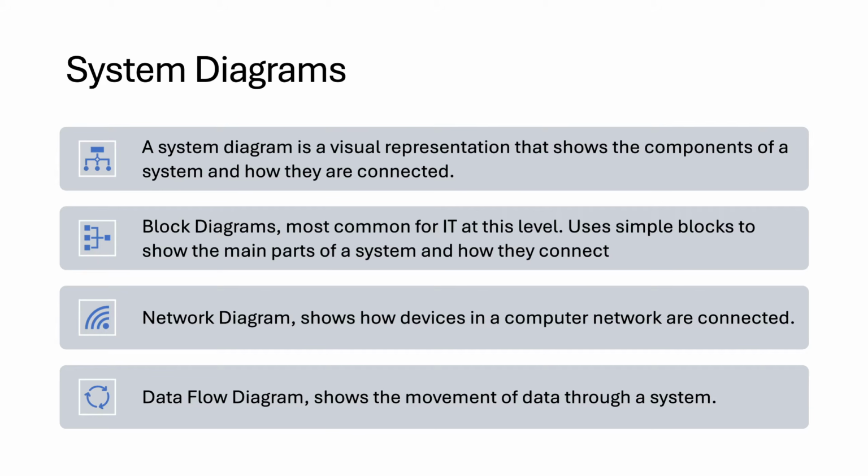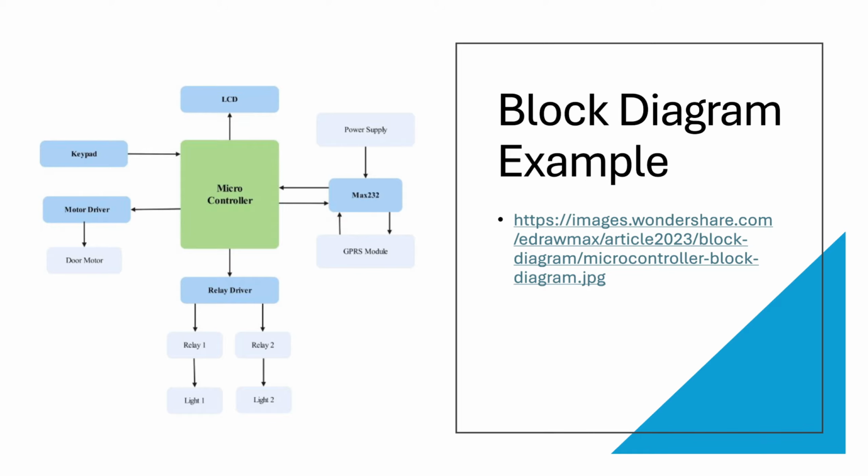Now, we have network diagram as well, which shows how devices in a computer network are connected. We have data flow diagram, shows the movement of data through the system, so where the data has to actually go for it to get to its destination. So this is an example of a block diagram. This is a relatively detailed one, but simple enough for most people to understand, I think. So have a look at that. Click on the image. You can go through and have a look at this as well.